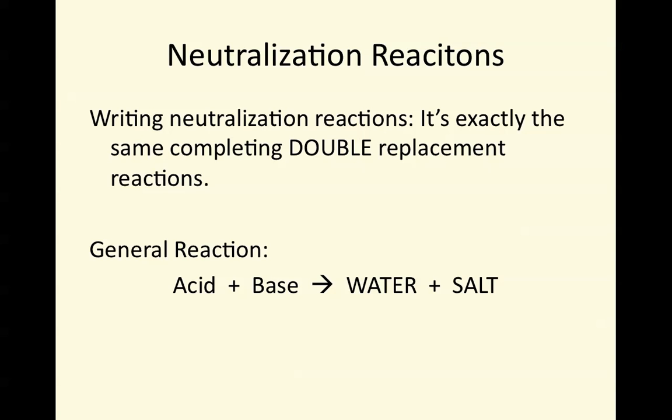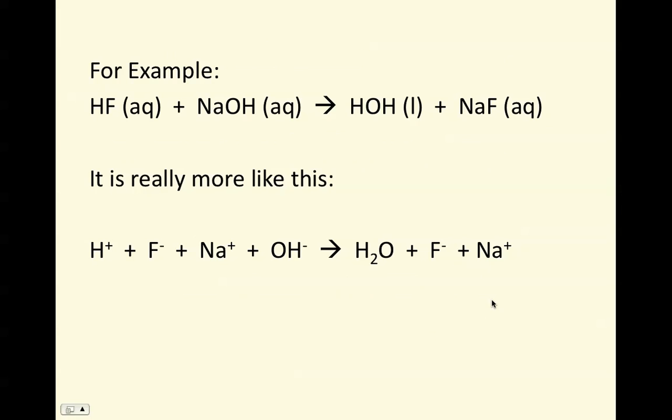With our general reaction, we have an acid plus a base that is making water, and also what we refer to as a salt. So for example, we have hydrofluoric acid reacting with sodium hydroxide. This is producing water, so the H and OH are going to produce my water. And then you have sodium fluoride, which is produced from the negative ion of our acid and the positive ion from our base. And this is referred to as the salt. So really the reaction looks more like this.